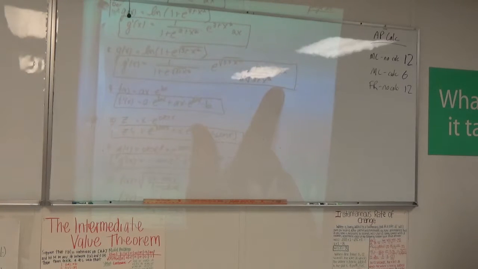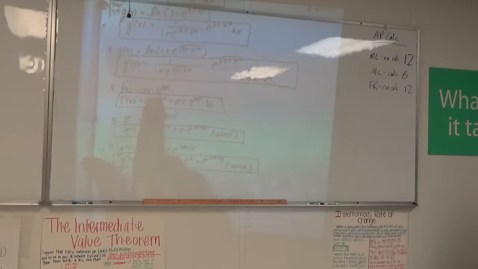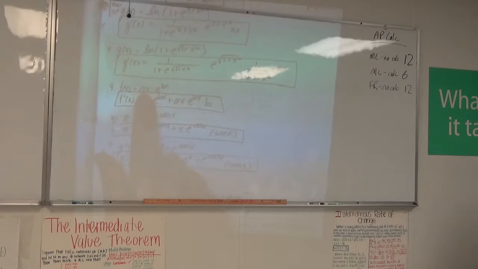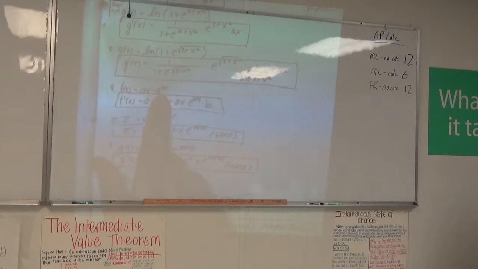Give yourself some feedback. Number 9, a to the x times e to the bx. Product rule. Right, as soon as you see that you're doing a multiplication problem, it has to be a product rule. Take the derivative of the first part, which is a to the x, leave the second part alone. Plus the first part times the derivative of e to the bx, which is going to be e to the bx times b.